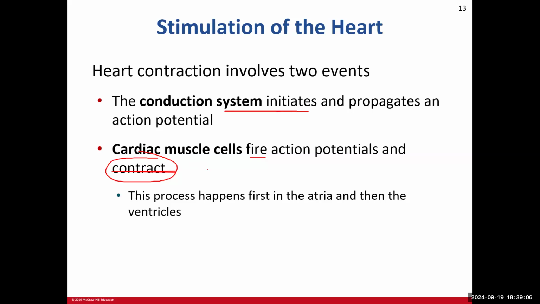So depolarization initially starts in the atria, so they should contract first. And then the ventricles will depolarize after the atria, so they'll contract after, which is good. Because remember, atria, when they contract, what are they doing with their blood? They're pushing it down into the ventricles. And then when the ventricles contract, what are they doing with their blood? Pushing it into the arteries there, into the pulmonary trunk and into the aorta.